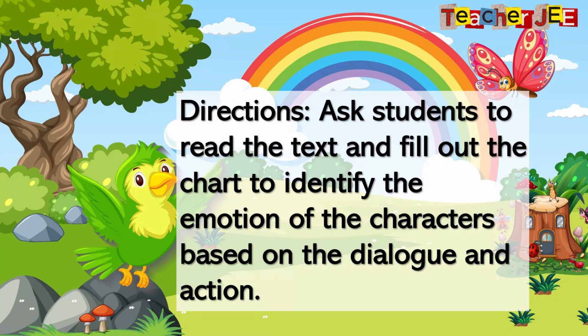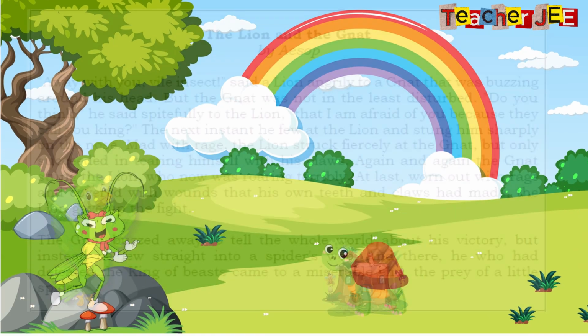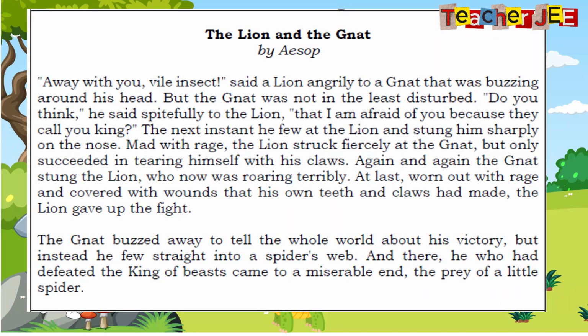Direction: read the text and fill out the chart to identify the emotion of the characters based on the dialogue and action. The Lion and the Gnat by Aesop. "Away with you, vile insect," said the lion angrily to the gnat that was buzzing around his head. But the gnat was not in the least disturbed. "Do you think," he said spitefully to the lion, "that I am afraid of you because they call you king?" The next instant, he flew at the lion and stung him sharply on the nose.